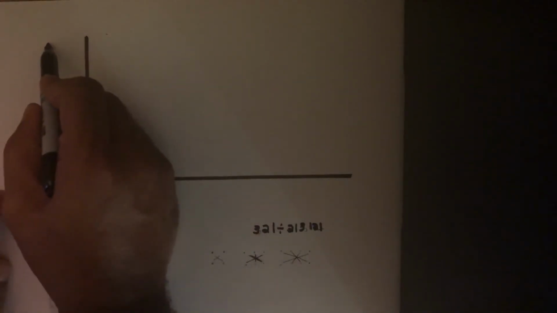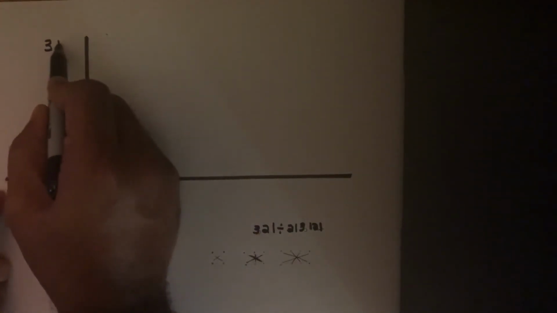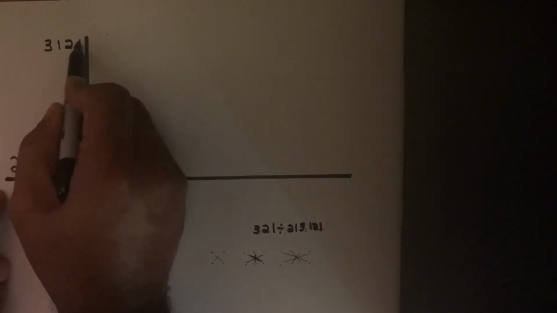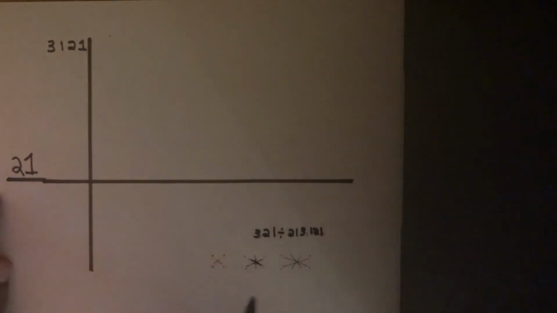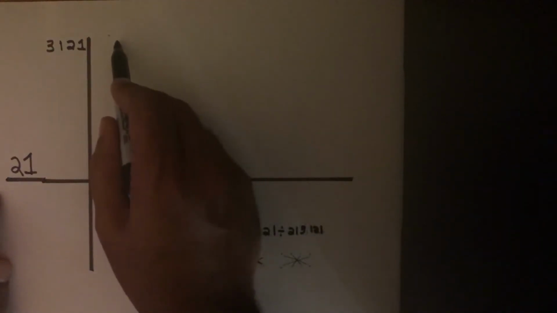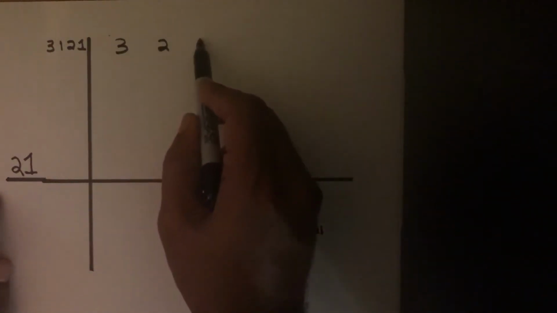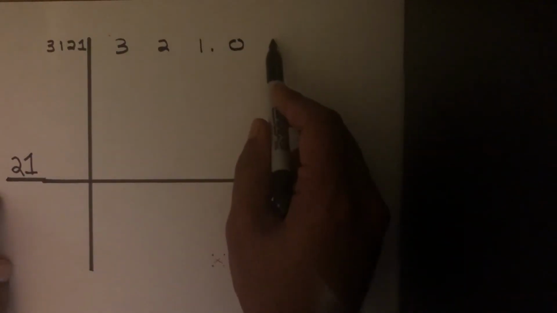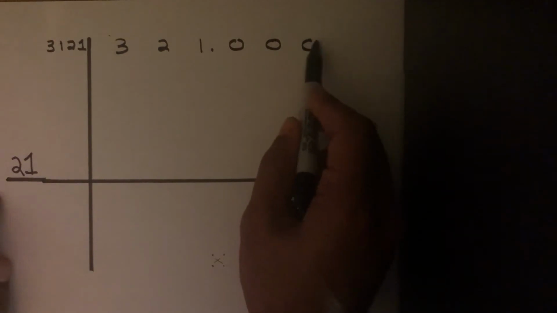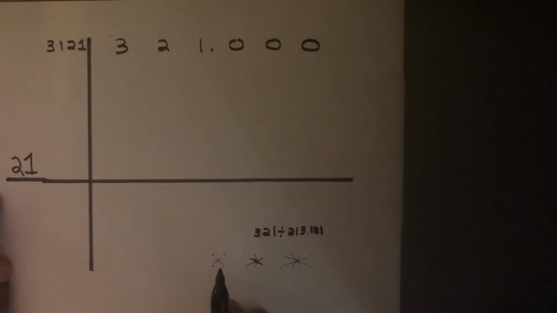So 3, 1, 2, 1. And I have my dividend, which is 3, 2, 1. And we're going to put some zeros after the decimal. And I'll explain with these steps. We'll get to these steps.